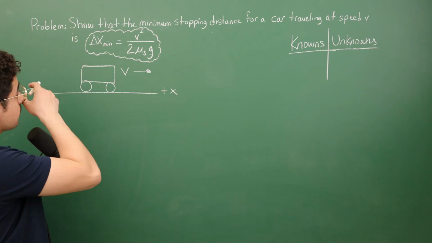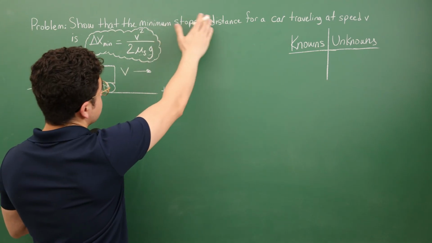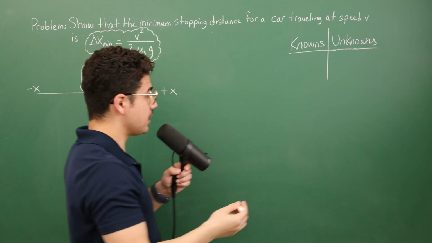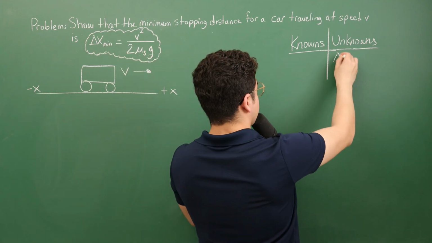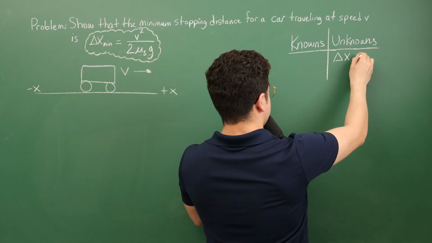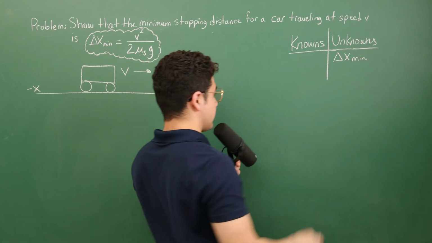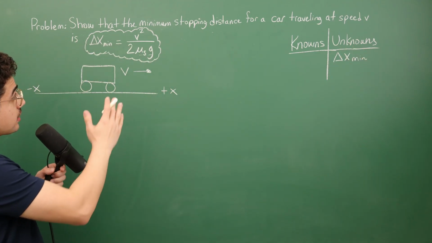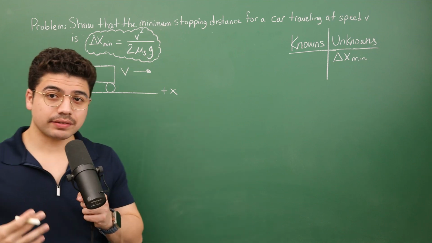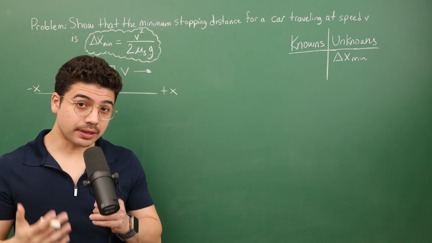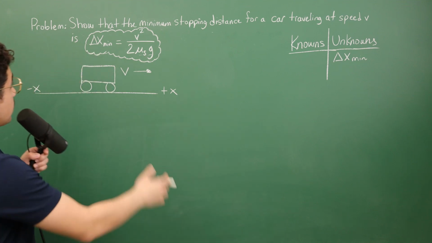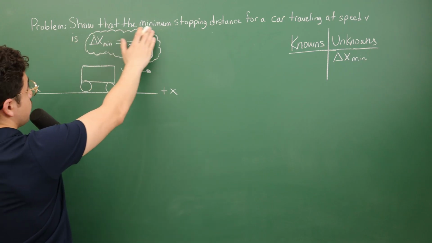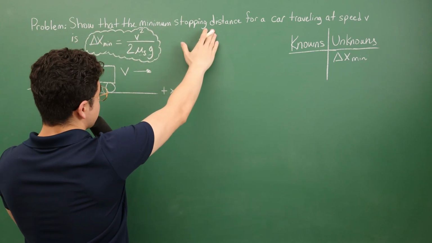So the question says, show that the minimum stopping distance. That means I'm looking for what I'm calling delta x min, the minimum stopping distance. Now, we need to pay careful attention to the sentence because it's going to give us a lot more information than it appears to give. So let's take a look. It says, show that the minimum stopping distance.